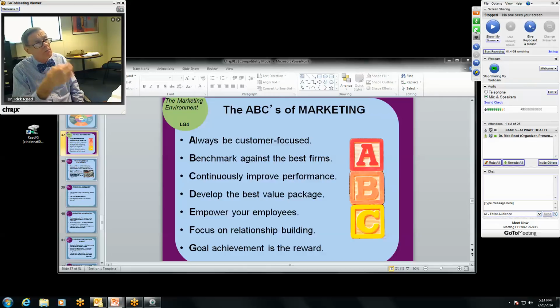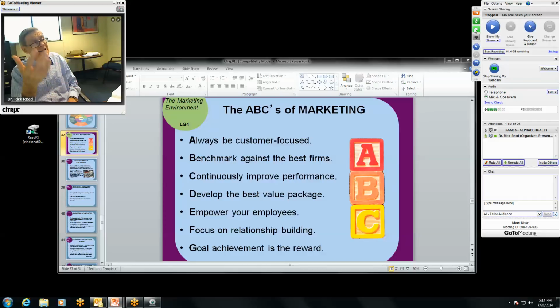Compare your product to that of your competitor. Known here, as you see, is benchmarking. And if you're in a market that has more than one competitor, you want to pick the top competitor and benchmark your product against that one. Improve performance. Notice the word continuously.